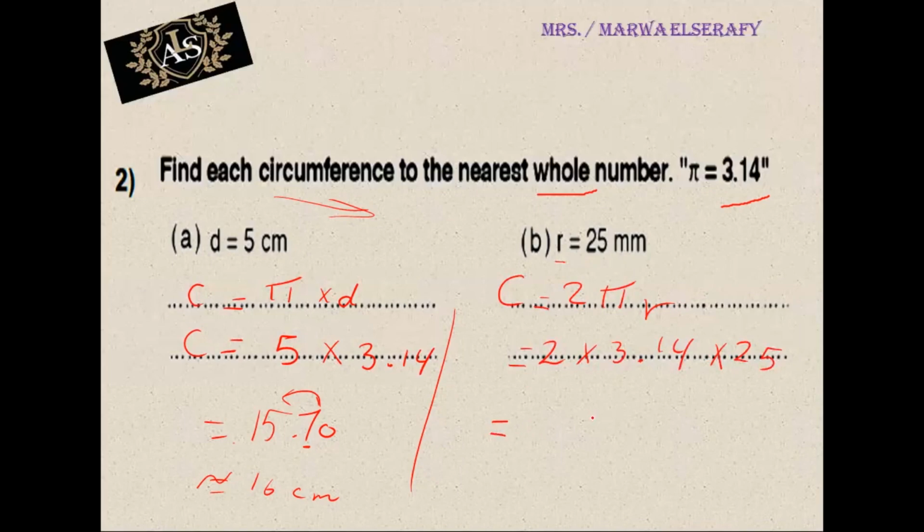You can use your calculator. 2 times 3.14 will be equal 6.28, times 25. Use your calculator and get the result.